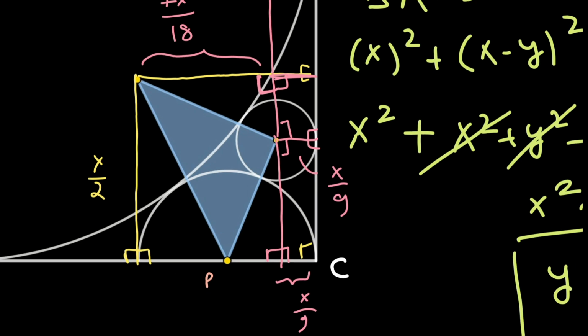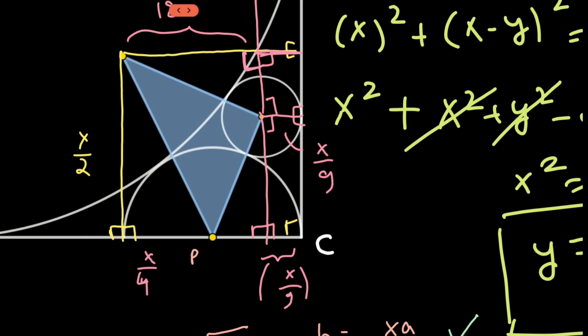Now look at the bottom. The distance from the point P to the point C is the radius of the semicircle, hence it would have a value x upon 4. This much distance is equal to x upon 9. Therefore the remaining distance, that is from the point P to this red perpendicular line, would be equal to x upon 4 minus x upon 9. That would be 5 times x upon 36.